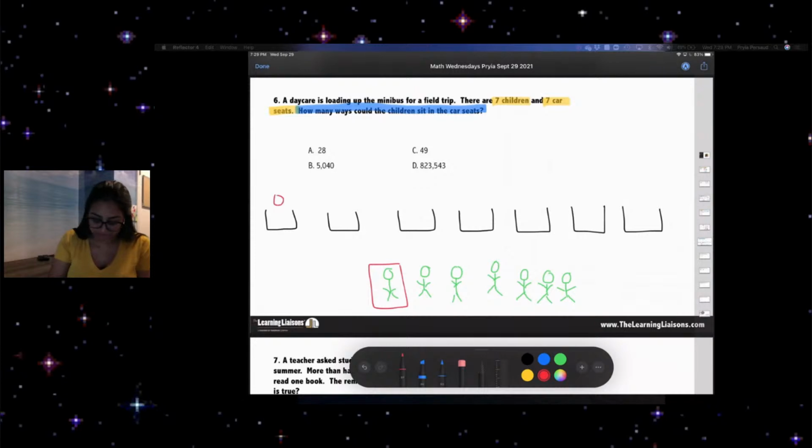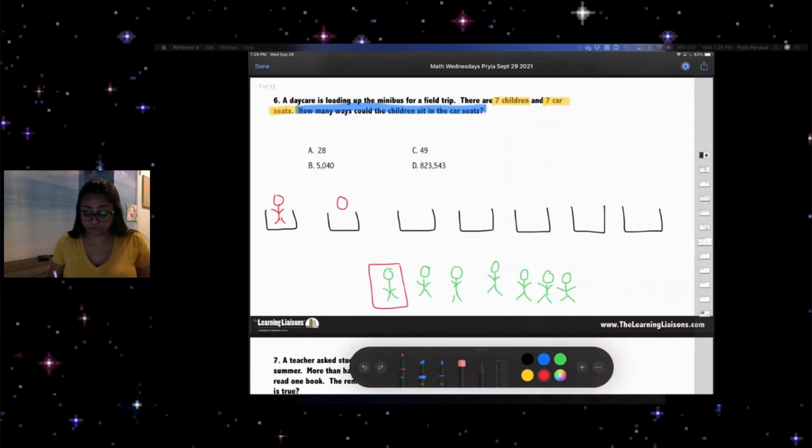Could child 1 sit here and here and here? We've got child 1 in 3 seats all at the same time. Is it possible for one child to sit in all 3 seats at the same time? No, it is not possible.